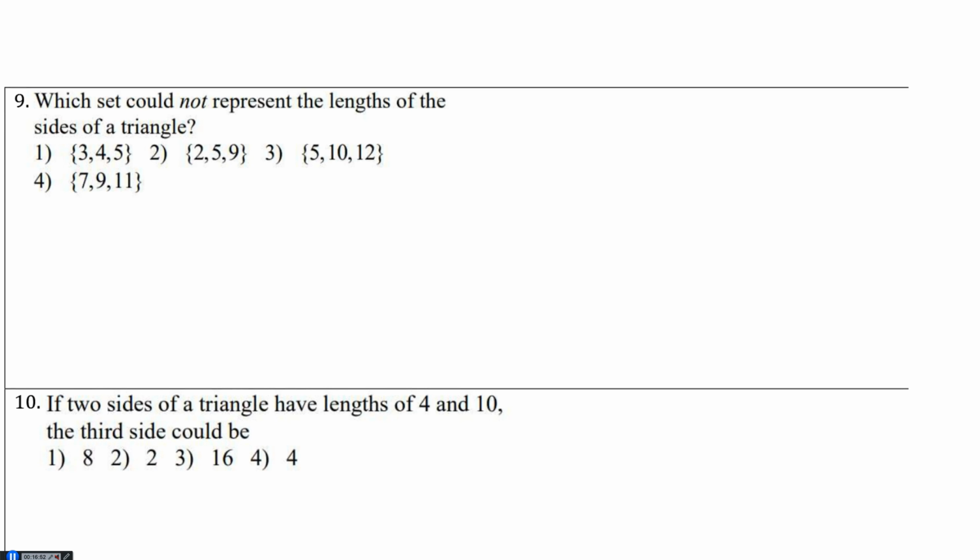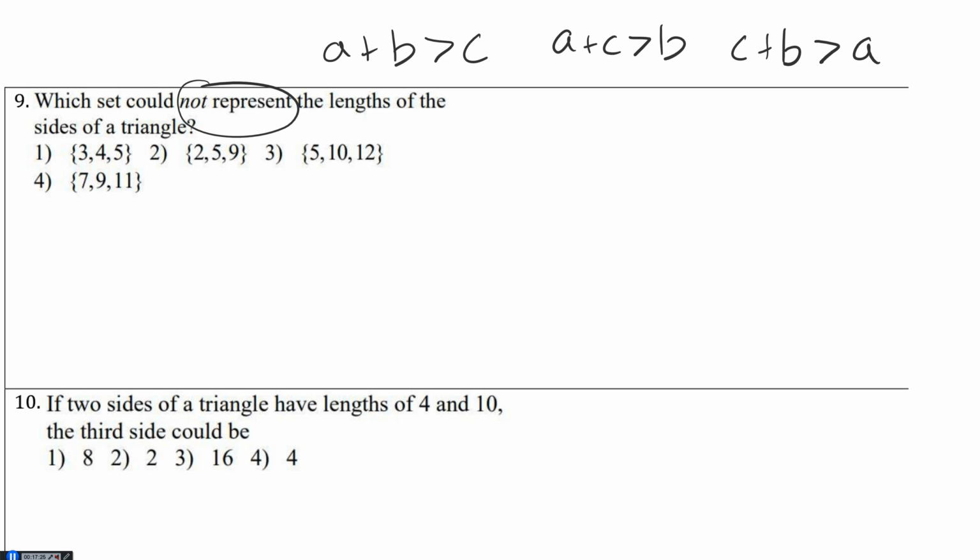Number 9. Which set could not represent the lengths of the sides of a triangle? Remember that the sides of a triangle need to satisfy the triangle inequality, which states that the sum of any two sides always needs to be greater than the third side. So A plus B needs to be greater than C, A plus C needs to be greater than B, and C plus B needs to be greater than A. So all three of those need to hold true. So if I'm looking for one that cannot represent a triangle, I'm just looking for a counterexample. So it just needs to violate one of these inequalities.